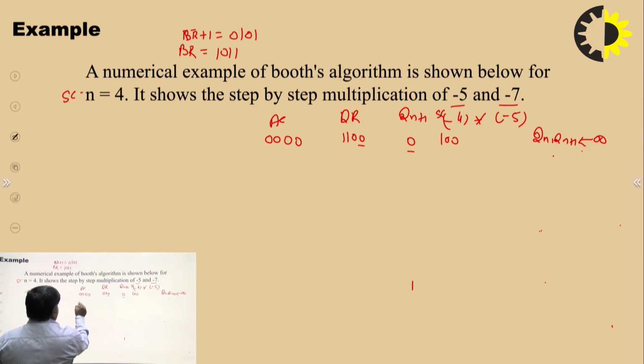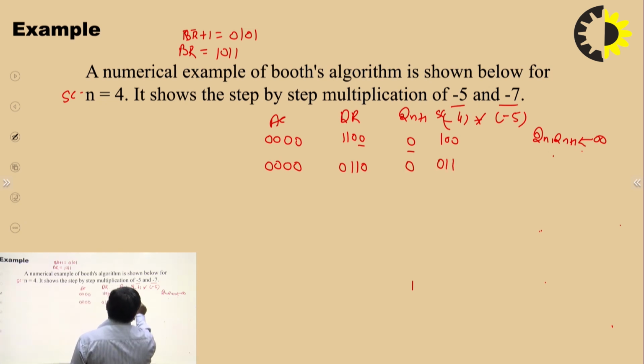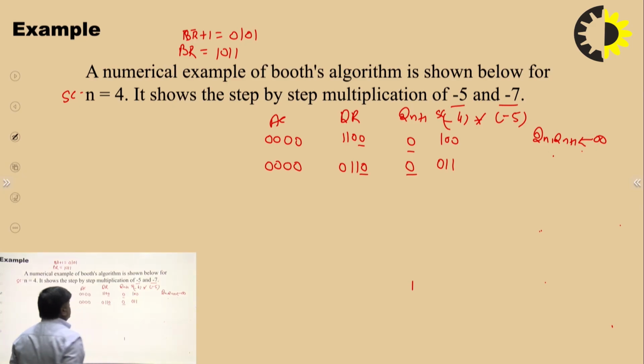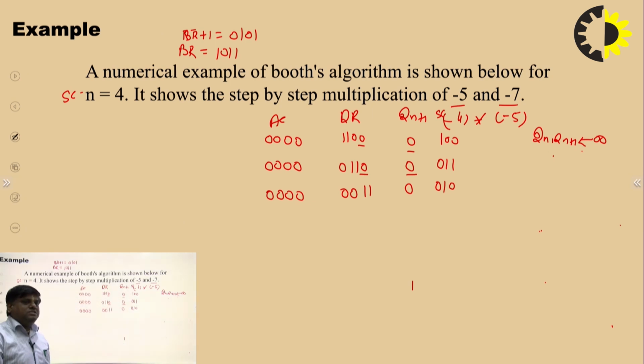Now this simply shifts: 0, 0, 0, 0, here is a 0, 1, 1, 0 and here is a 0, and SC is equal to SC minus 1, that is 3. We check SC, SC is not 0, again we check the Qn and Qn plus 1. Again Qn and Qn plus 1 are 0, 0, then again we do the arithmetic shift and SC is equal to SC minus 1. Now again 1, 0, 0, 0 and here is 0, 0, 1, 1 and here is a 0. Now here is 3 minus 1, that is 2.